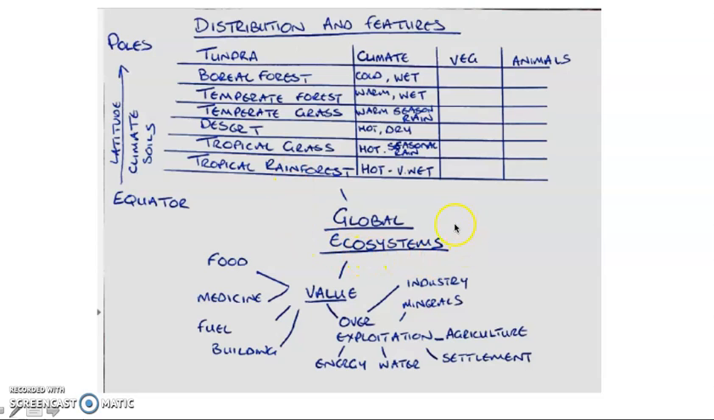It's also important to recognise that global ecosystems have a lot of value. One of the main ones the specification wants you to look at are something called provisioning services. Now, these are the things that we can actually get and take out of the ecosystem. Things like the foods, the medicines, the fuel, the building material, and all of that kind of information.